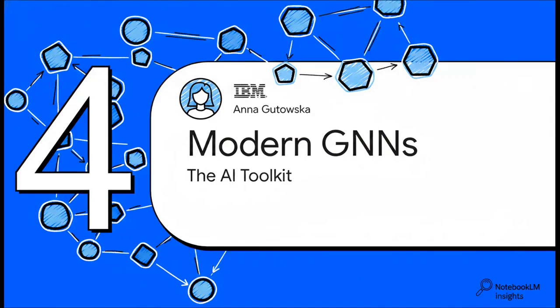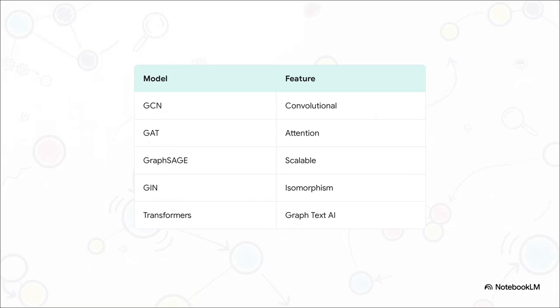Let's open it up. Section 4, Modern GNN Architectures, the AI Toolkit. Okay, here is the modern AI toolkit. First, we have graph convolutional networks, or GCNs. These kind of borrow from image processing to filter graph data, effectively smoothing out the noise in a network to find the core patterns. Then there are GATs, Graph Attention Networks. These introduce weighted learning, which basically means they teach the AI to value a close friend's data way more than a distant acquaintance, dynamically shifting its focus to the most relevant connections.